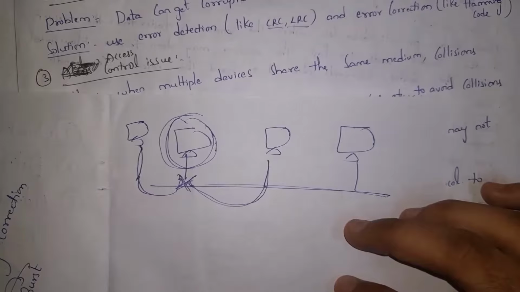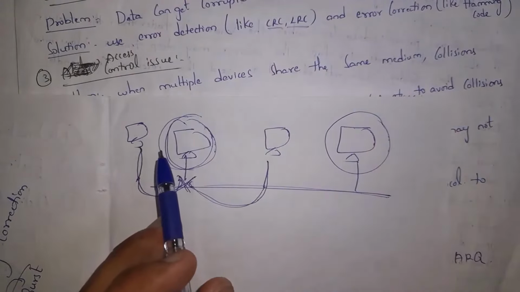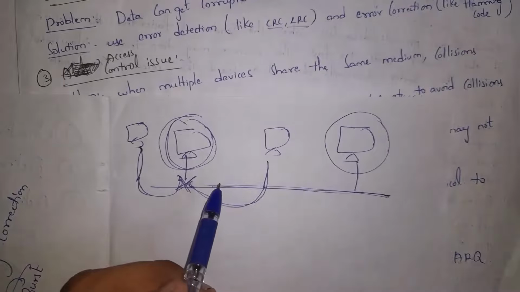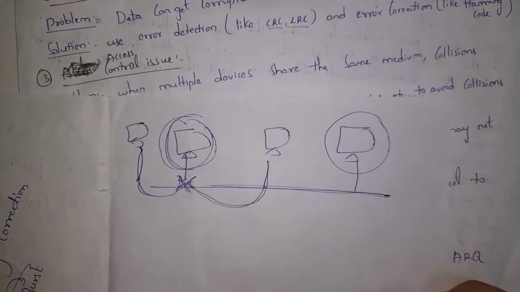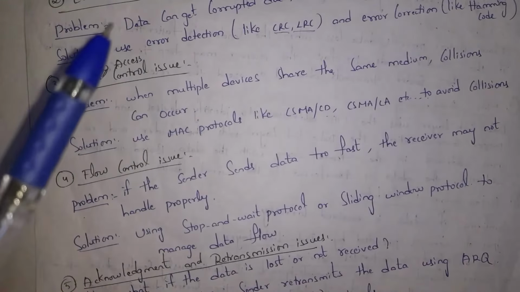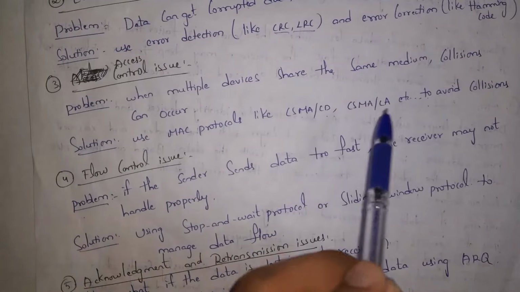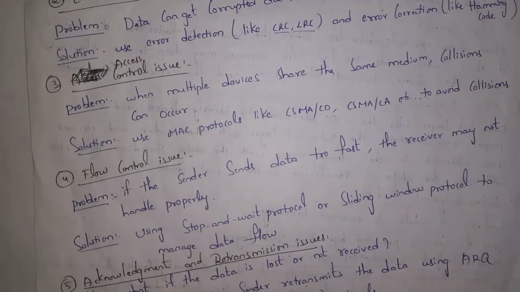The receiver cannot receive data. In order to overcome this problem, the data link layer will allow only a single computer to send data at a time. Only after one computer finishes sending data, the other computer is allowed to send data. This is the meaning of access control. So for access control, the data link layer will use various protocols like the CSMA-CD protocol and CSMA-CA protocol, which will avoid collisions.